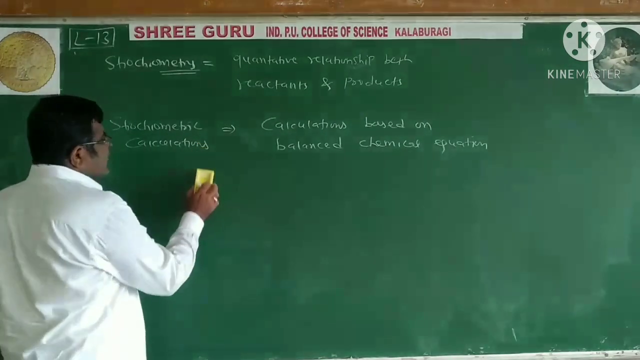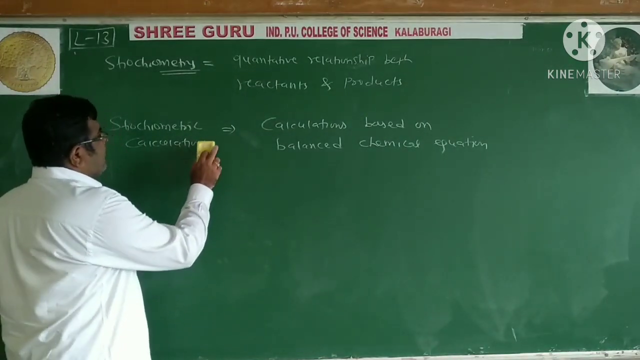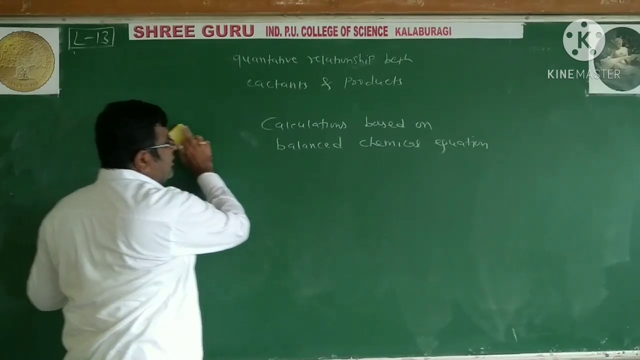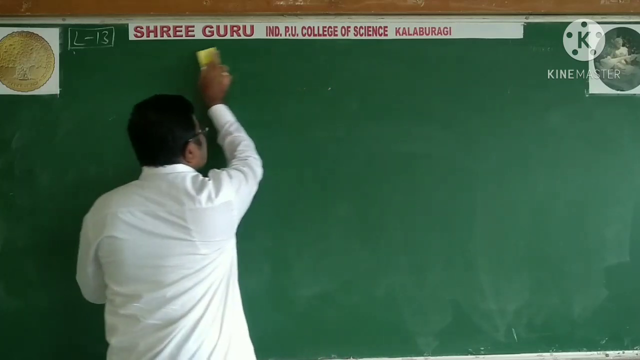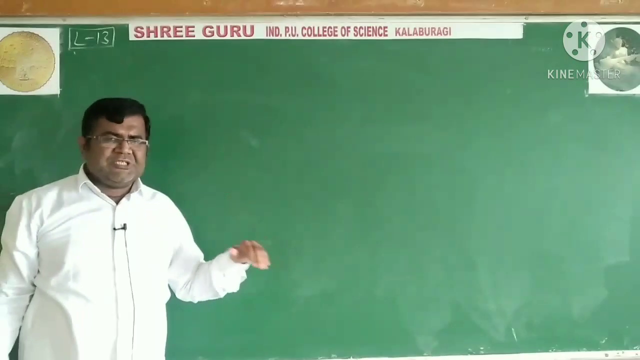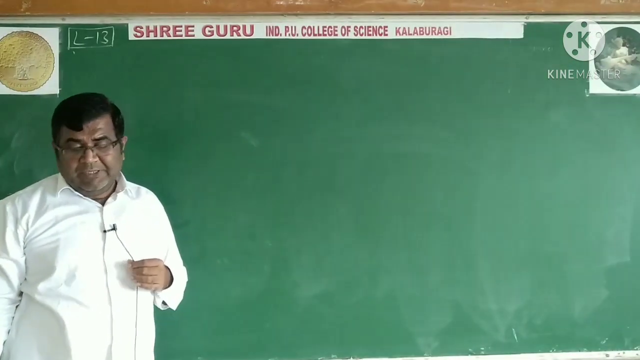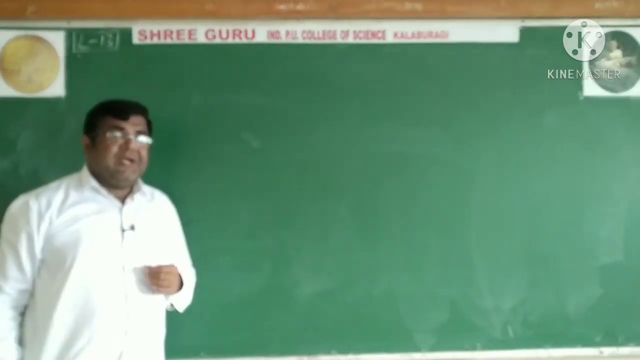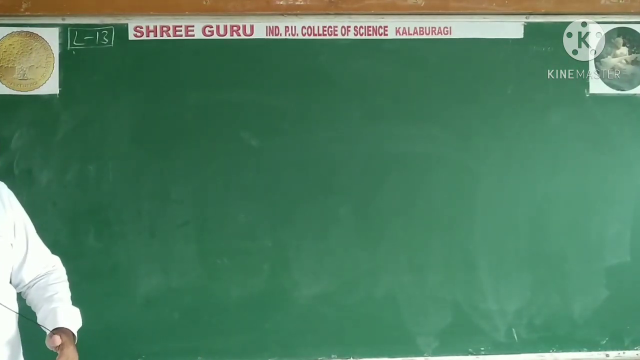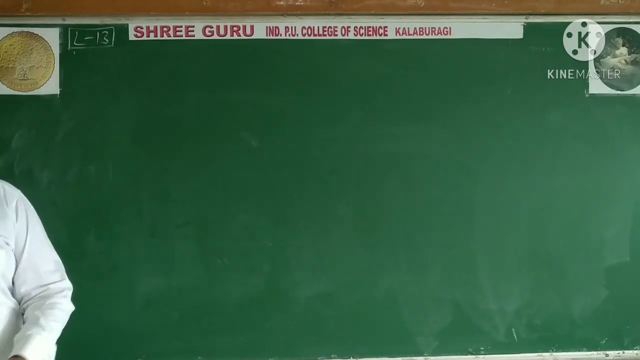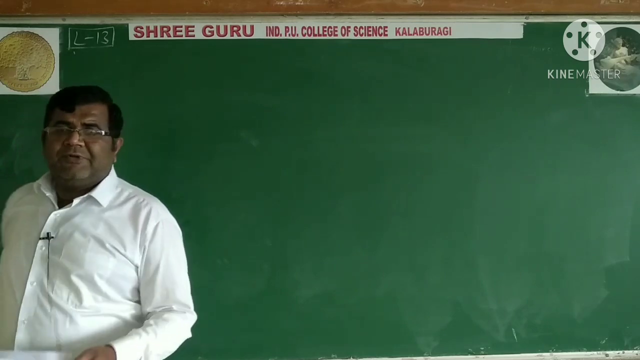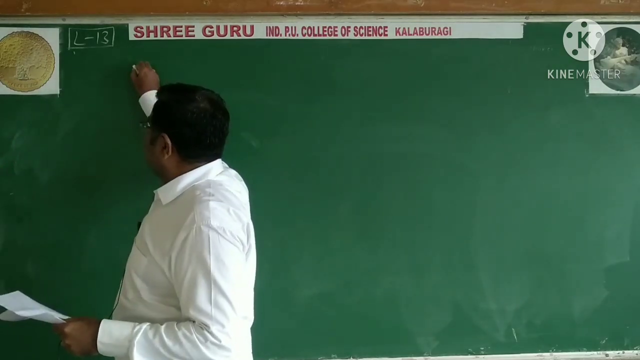Now, how to do these stoichiometric calculations? For that, we need a balanced chemical equation. If we have a balanced chemical equation, we can do stoichiometric calculations and we can learn about that quantitative relationship between reactant and product, which we call stoichiometry. For that, we will take one example here, because this relationship can be understood by taking different examples.